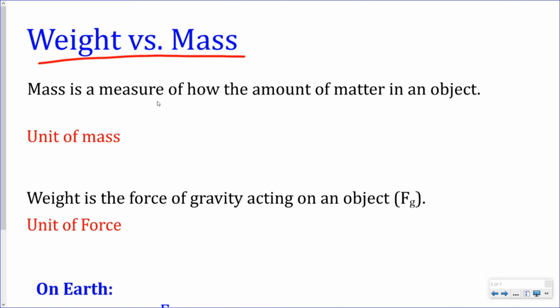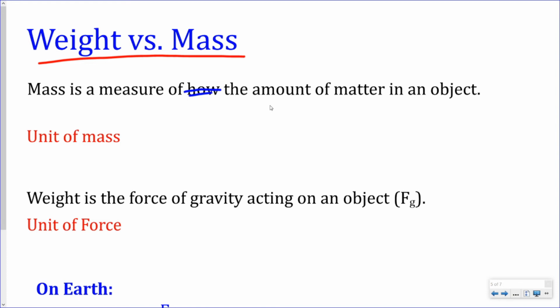So mass is a measure of the amount of matter in an object. That's not going to change no matter where you are. Whether you're at home, at the top of the Empire State Building, at the top of Mount Everest, under the ocean, or way out in space, if I could just snap and transport you to one other place, your mass would stay the same.